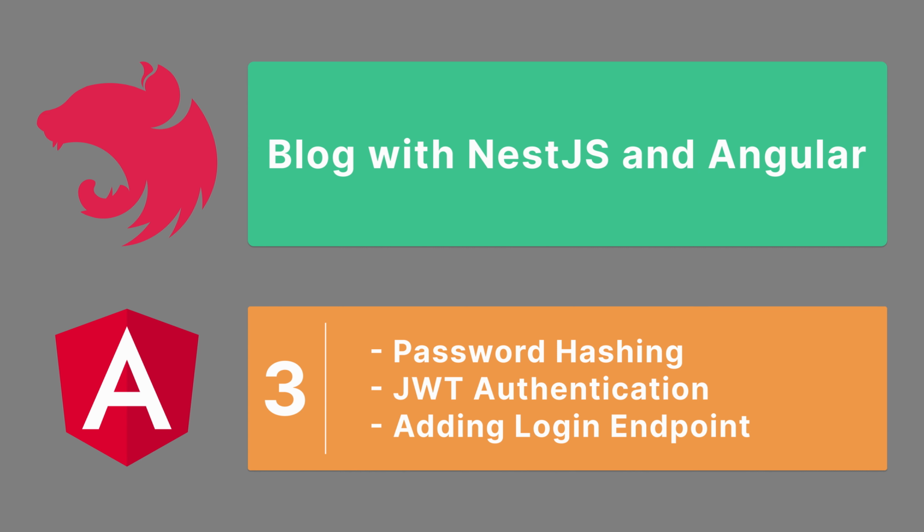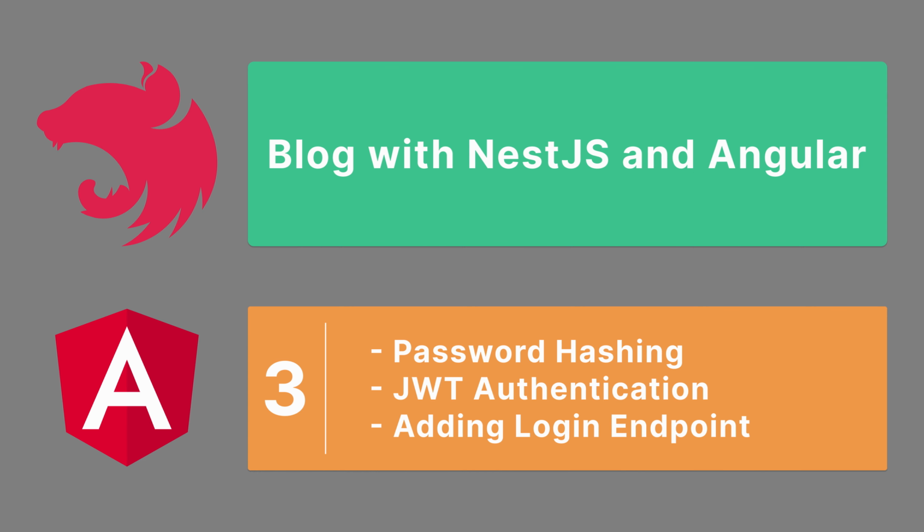So one thing that we are doing is we expand the user model with the properties email and password. We will hash the password before saving it in the database. We will add JWT Authentication for login endpoint and add this to the code.